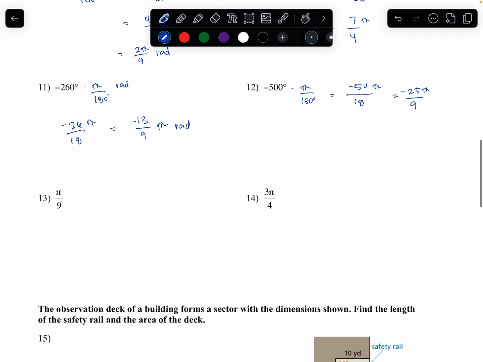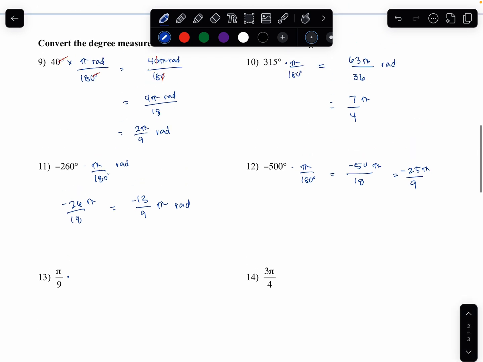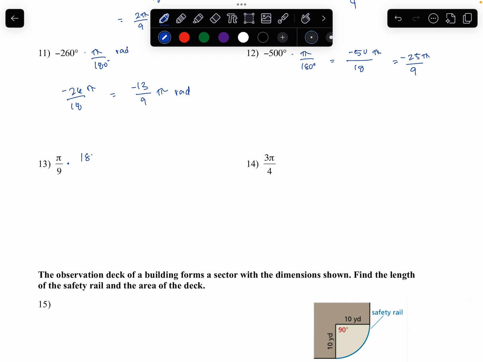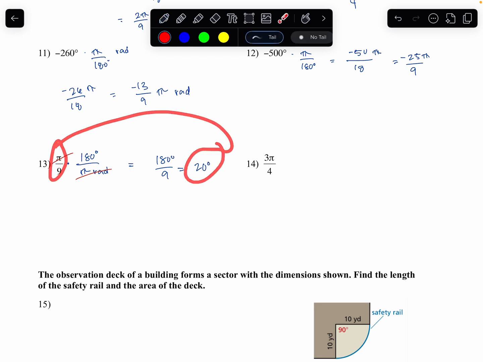All right, now in this case right here, since these are in radians, this is a radian measure, I'm going to multiply by the reciprocal of the conversion factor. So I'm going to multiply by 180 degrees over pi radians, and then the pi radians will cancel. So then I'm going to be left in degrees. So 180 degrees divided by 9. 180 is divisible by 9. That's going to be equal to 20 degrees. So pi over 9 radians is 20 degrees.